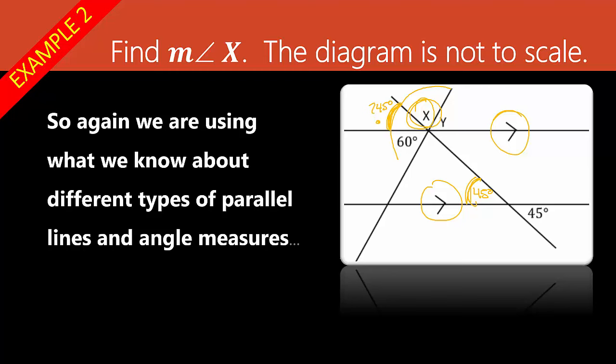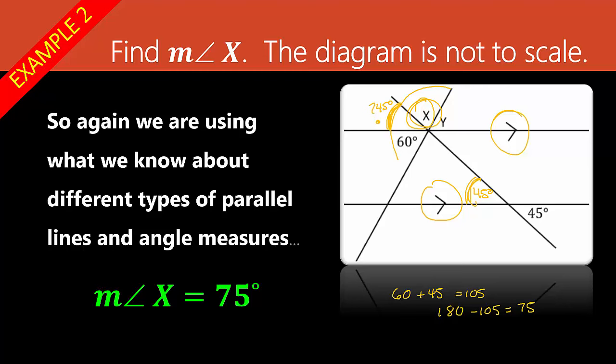So all we have to do is take 60 plus 45, which is 105, and then subtract that total from 180, which is going to give us 75. So the measure of angle x is 75 degrees.